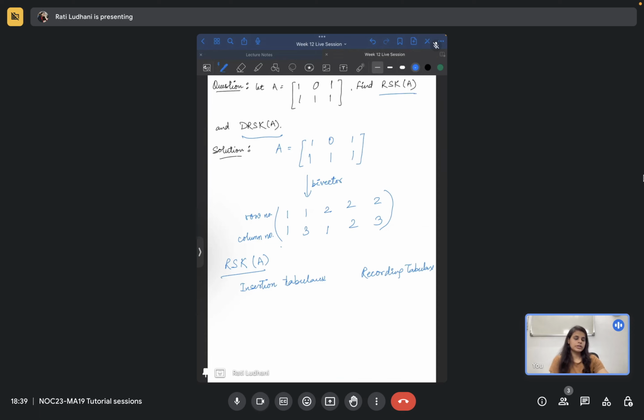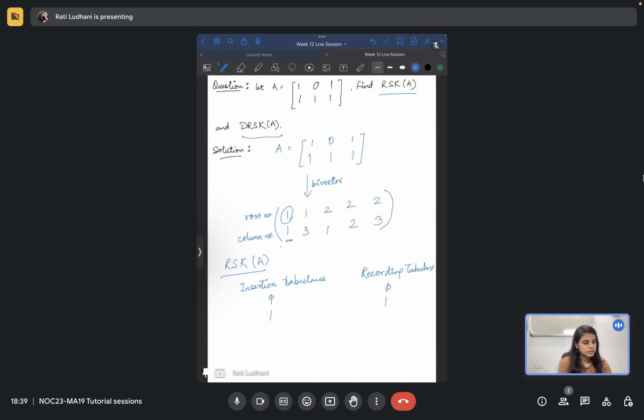Okay, so the recording tableau will record the row numbers, and the insertion tableau will consider the column numbers. Let's begin. You have 1 here, so you consider 1, or you may start with 5 if you want. Now you insert 1, and corresponding to that, in the recording tableau the row number is 1.